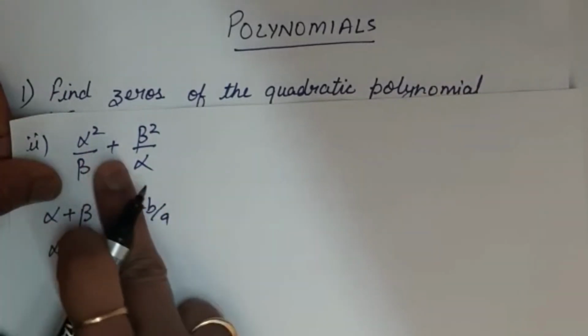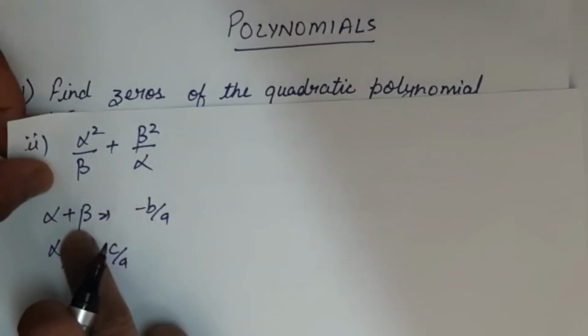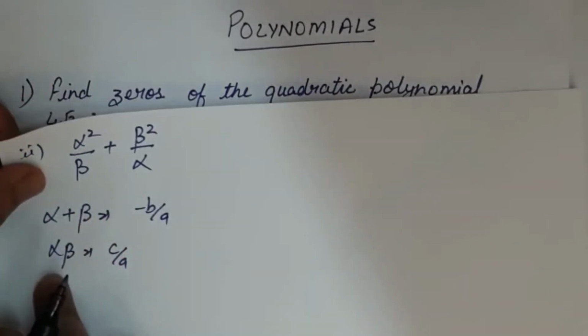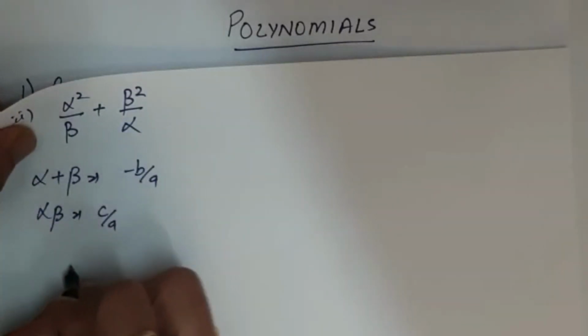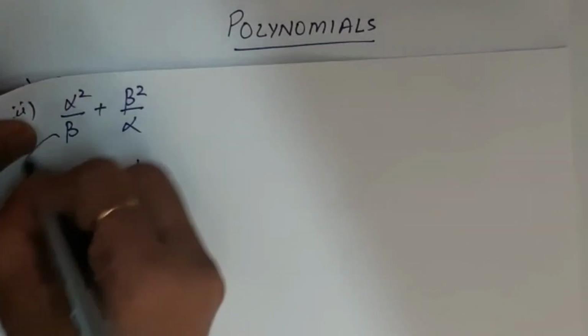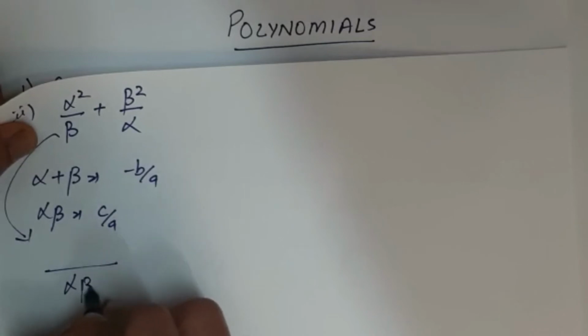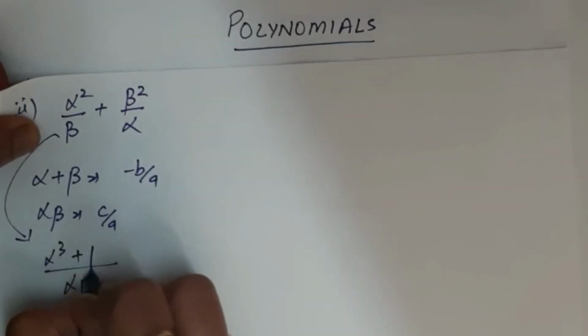Now we have to modify this again in such a way that only two values come, α + β and αβ, so I can put the values. First take an LCM of it. Take the LCM αβ. Here comes α³ + β³.